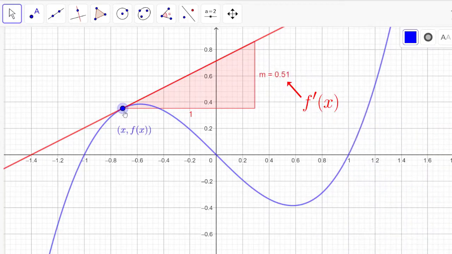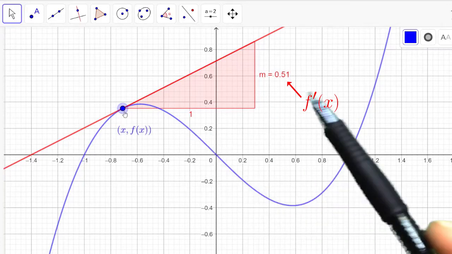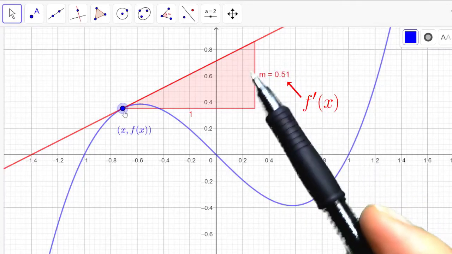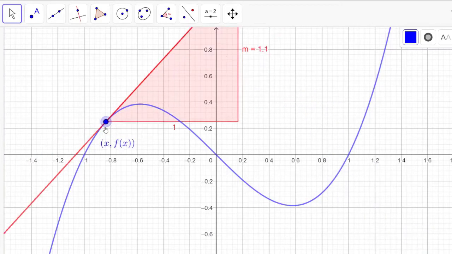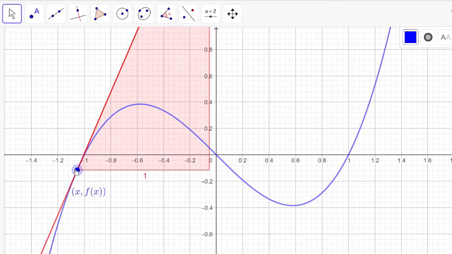Now, we're talking about concavity. Concavity has to do with whether the derivative, this number, is increasing or decreasing. So let's see what happens. I'm going to take this point, let's drag it over to the left first, and now I'm going to start moving it to the right.